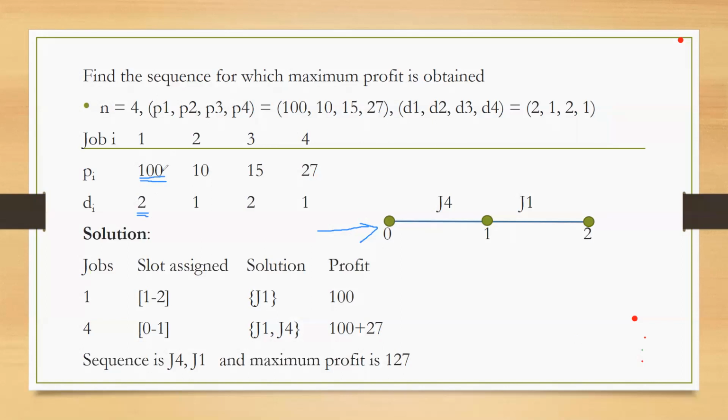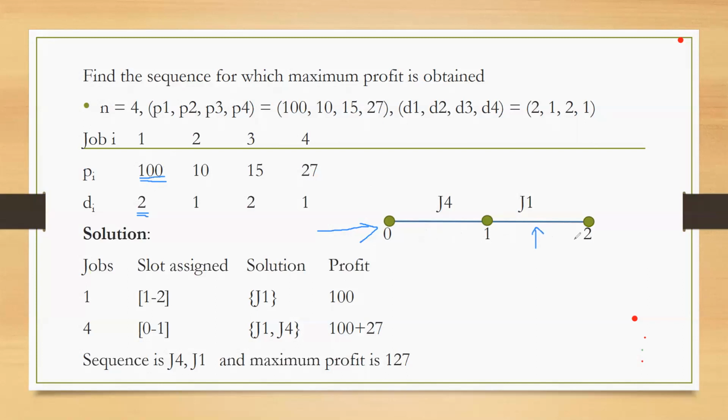And how many hours does a job take? A job takes only 1 unit of time, not more than that. Okay, so now we can consider job 1 to be processed. Since its maximum deadline is 2 hours, it can be allotted the slot 1 to 2. So it can be allotted either slot, 0 to 1 or 1 to 2.